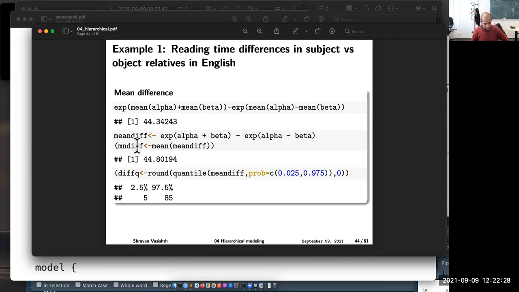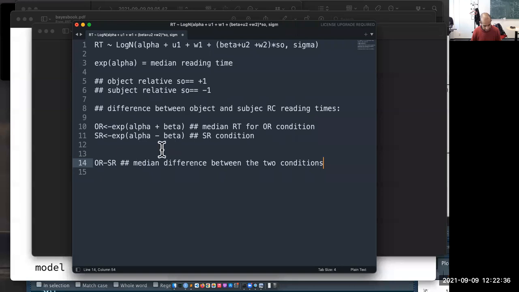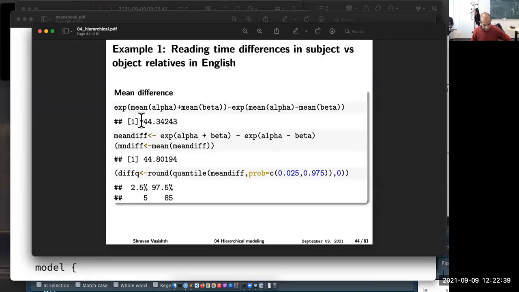So all I'm doing is computing the mean of the median differences by computing the exponent, as I just showed you. This calculation that I just did, I'm doing it here, and this tells me that the average difference between the two conditions is 44 milliseconds according to the model. And I can also plot the 95% credible interval of the difference. So what this shows me is that the model says that the difference between the two conditions is about 44 milliseconds with an uncertainty of 5 to 85 milliseconds, so a 95% credible interval. That's a very large uncertainty, right?